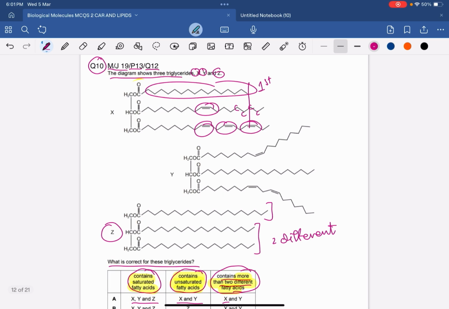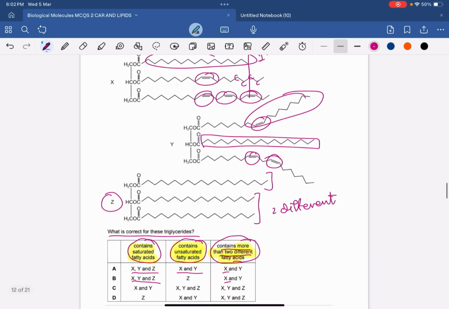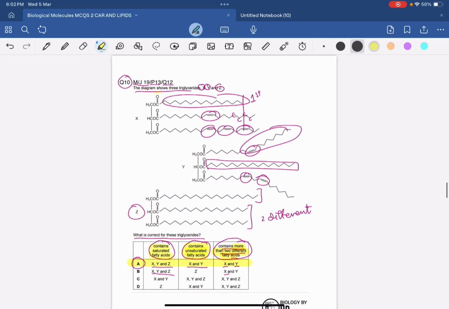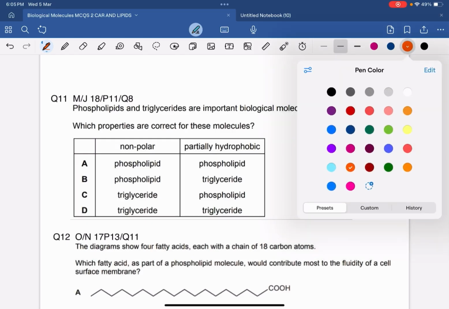If I talk about Y over here, Y also contains more than two types of different fatty acid chain. For example, this is the simply saturated fatty acid chain, this is the unsaturated fatty acid chain with one double bond, right? And this is the unsaturated fatty acid chain with two double bonds. So it also contains three different fatty acid chains. So Y can also be the correct answer for this. So hence the correct answer over here would be option A, right? I hope that this is clear to all of you.